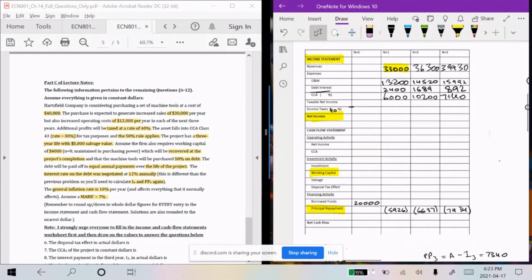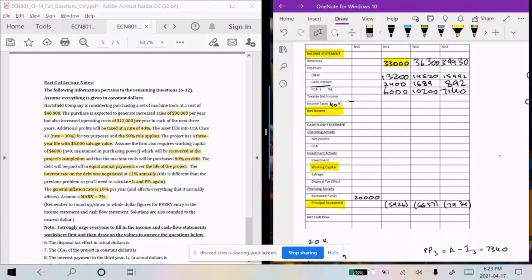Okay, good. Right. So the taxable net income is the revenue minus the expenses. So revenue in the first column is 33,000, and then the expenses are going to be all this. You take 33,000 and you subtract 13,200, minus 2,400, minus 6,000.